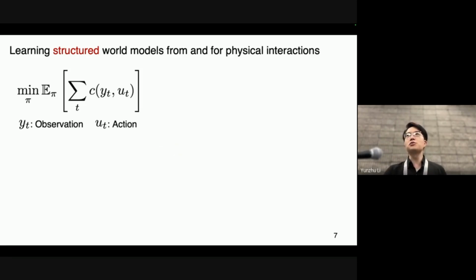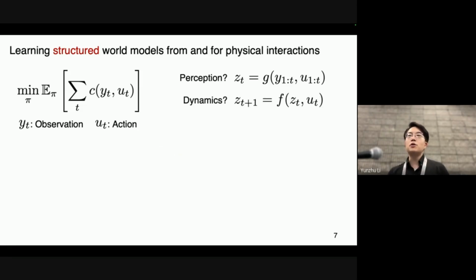We have to think through the three most critical components. The first one is perception. It essentially maps the observations into some representation of the environment Z. Then we have the dynamics model that predicts how the Z will evolve as a result of input actions. Then is the control. It essentially maps the Z into some action that can minimize the objective function.